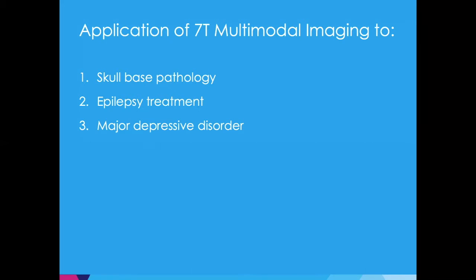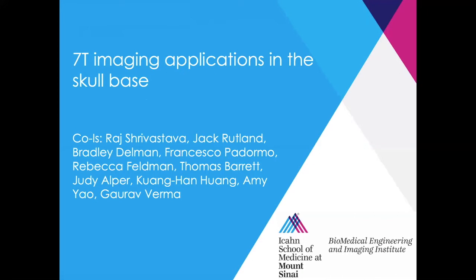And we are in a hospital, so translation to clinical disease and working with clinical collaborators has been one of our main goals. This is just a subset of the diseases in the brain that we have applied the 7T to, but in the interest of time, I'm covering the three main ones. So we look at 7T in the skull base, which is not an easy region to image with 7T, and have applied it to epilepsy treatment. And we are also looking for markers for psychiatric illness. Specifically, I'll talk about major depressive disorder. So let me start with the skull base.